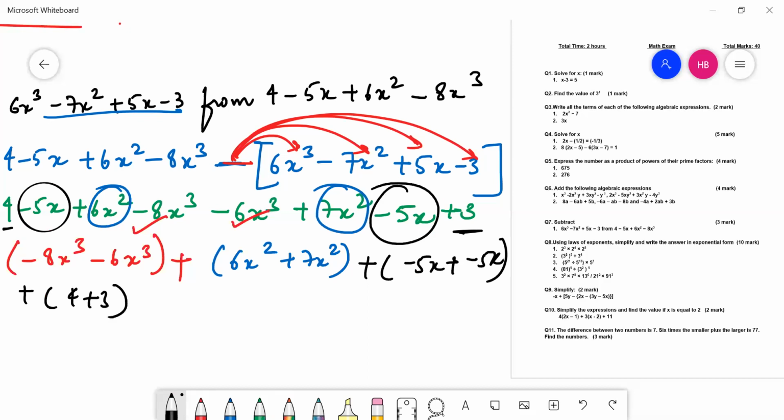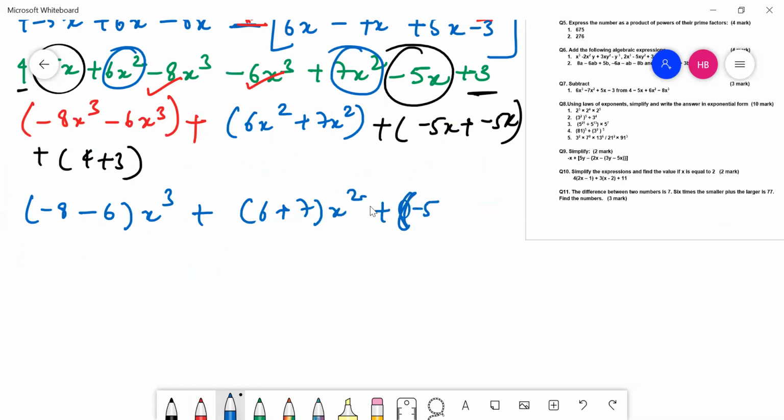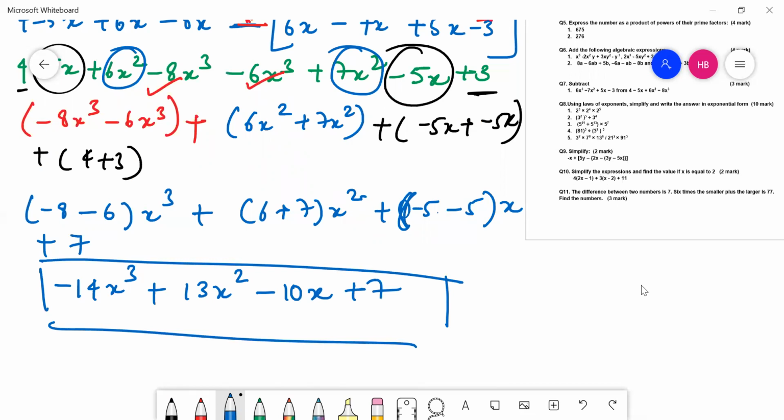I'll group them together. Now, if I take their coefficients and solve it, it would be minus 8 minus 6x cube plus 6 plus 7x square plus minus 5 minus 5x plus 4 plus 3. Minus 8 minus 6 will give you minus 14x cube. 6 plus 7 will give you 13x square. Minus 5 minus 5 will give you minus 10x plus 7. This is your answer. If you have got this answer, you will get the full marks.